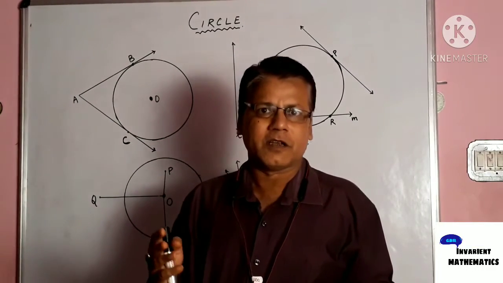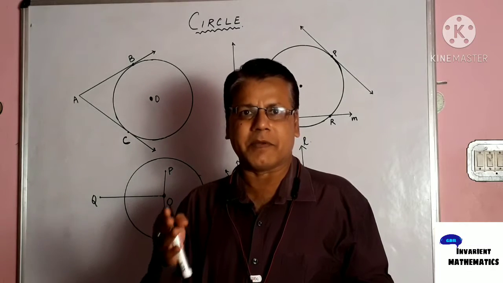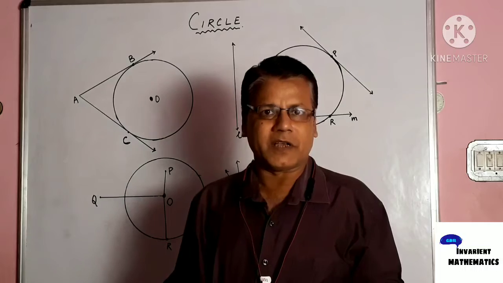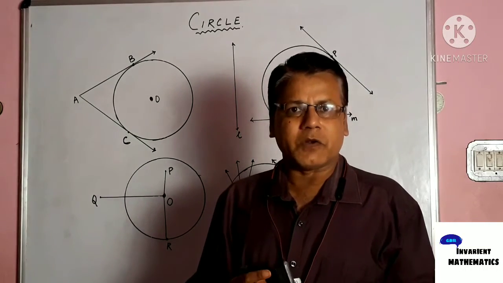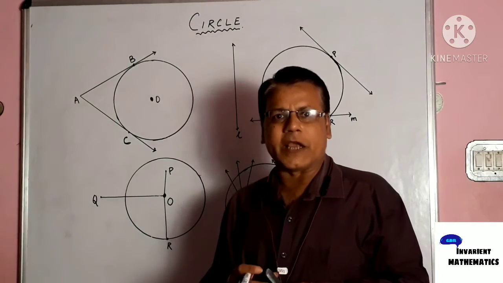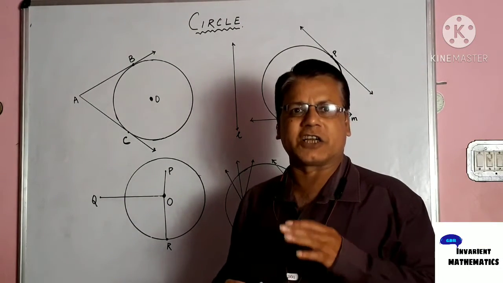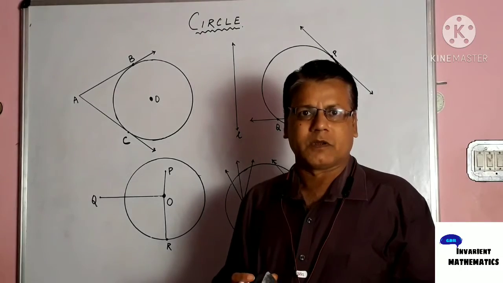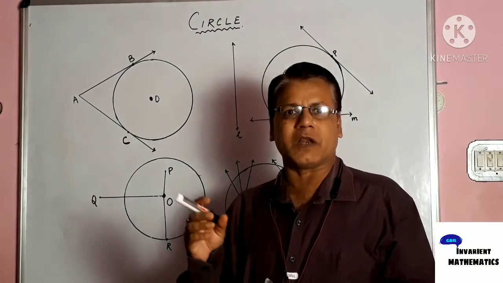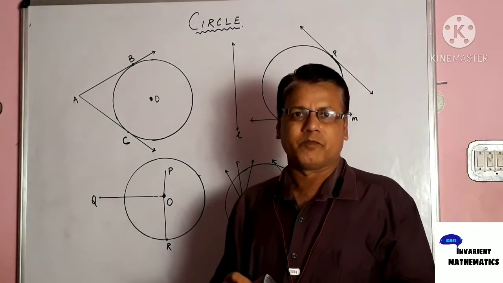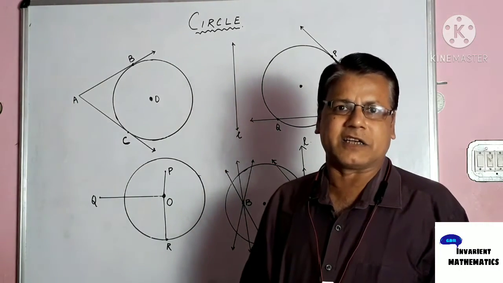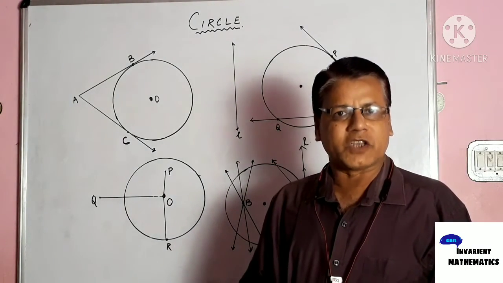Go through it, recap or remember your concepts of standard 9. First, the perpendicular drawn from the center of a circle to any of its chords bisects the chord. Number 2, equal chords of a circle subtend equal angles at the center, or if two chords subtend equal angles at the center, then they are equal to each other.